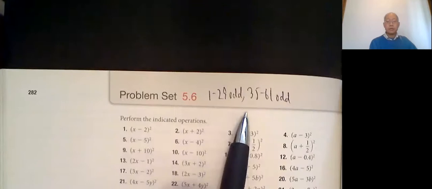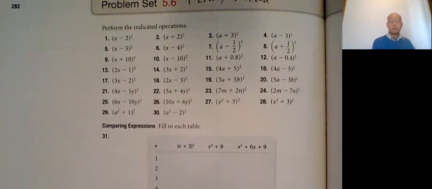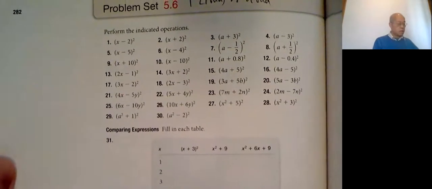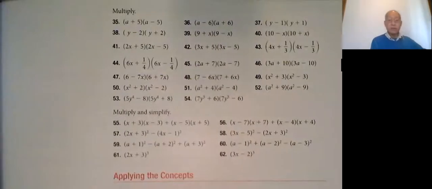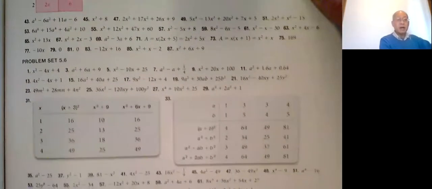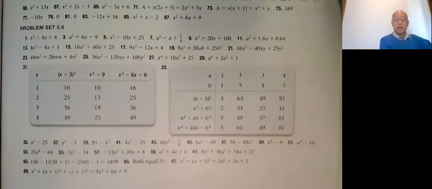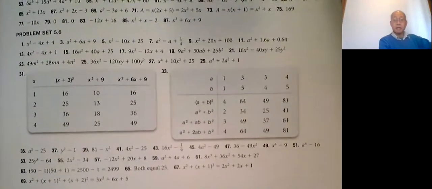Okay, so 5.6, 1 to 29 odd, 35 to 61 odd, page 282. So there are some problems, and put these down here. 2 to 61. I think you can see 61. And the answers in the back for 5.6 at the bottom here, up to 61. So hopefully, okay.